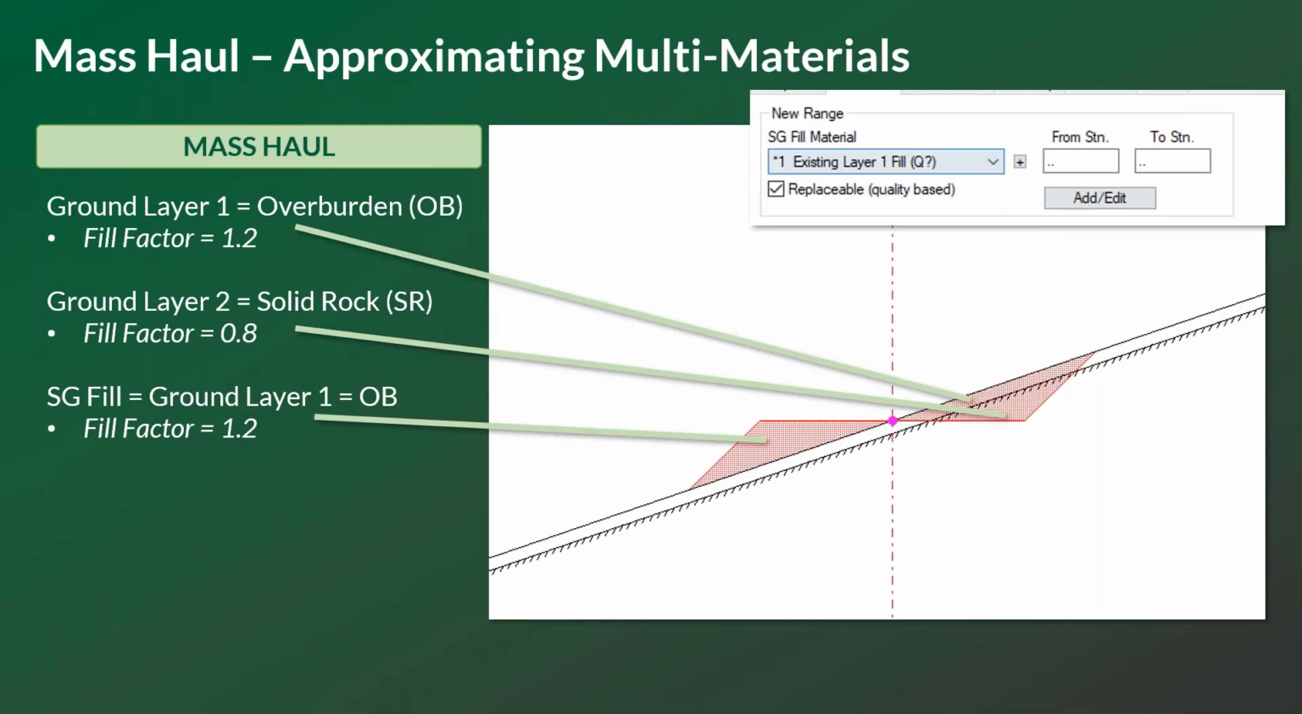So in this instance, if we set our fill to be existing layer 1 from station to station for the whole road, and we had our first layer of in situ material set as overburden with a fill factor of 1.2, great. We'll set our second layer as being solid rock. So the rock is going to expand, so we've got a fill factor of 0.8 for that. And then we're stuck with just using existing layer 1 as the assigned fill. So just to reiterate, that has a fill factor of 1.2.